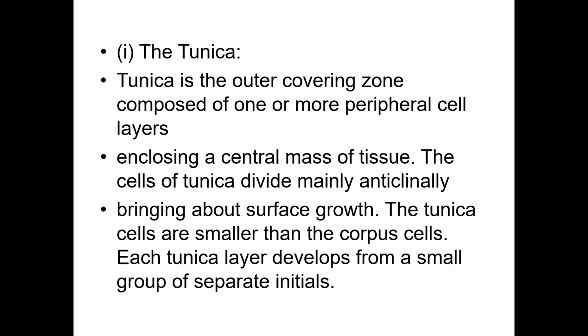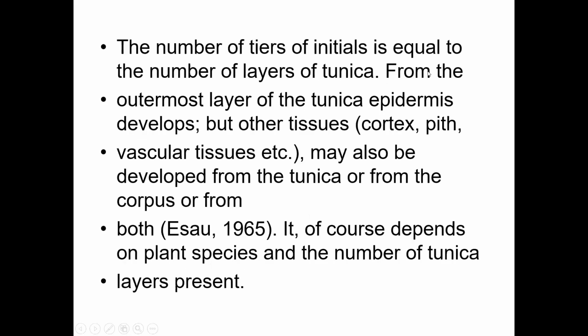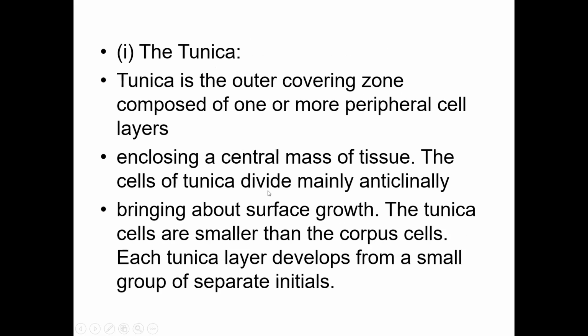The cells of the tunica divide mainly anticlinally, bringing about surface growth. The tunica cells are smaller than the corpus cells, and each tunica layer develops from a small group of separate initials. The number of tiers of initials is equal to the number of layers of tunica. From the outermost layer of the tunica the epidermis develops, while other tissues like cortex, pith and vascular tissues may be developed from the tunica, from the corpus, or from both.